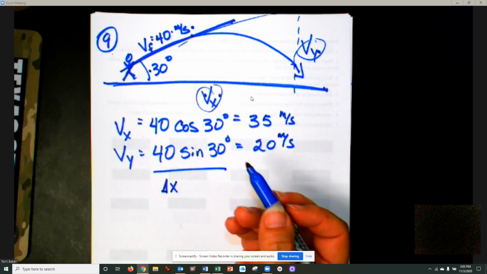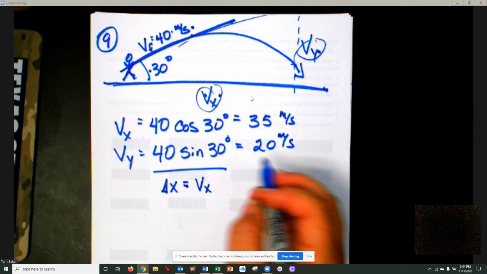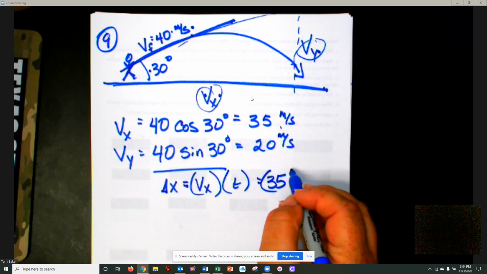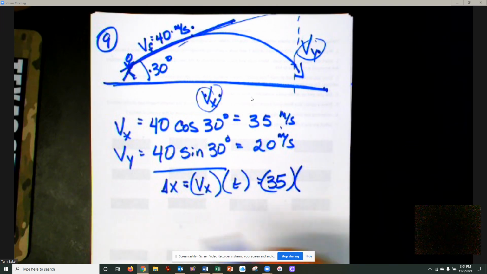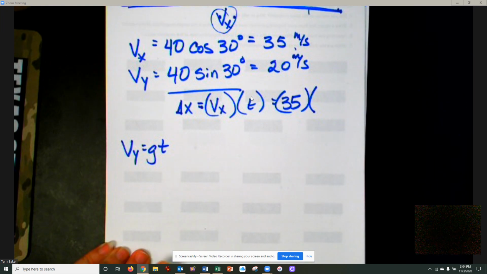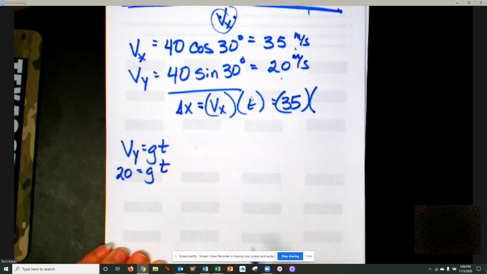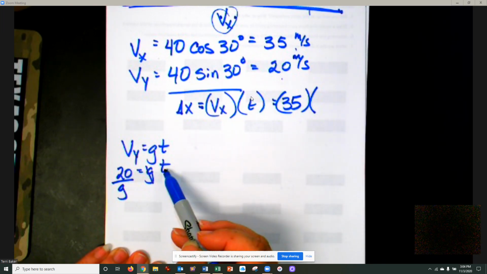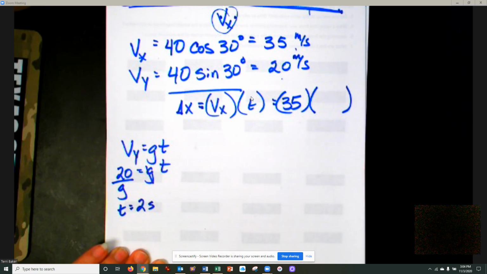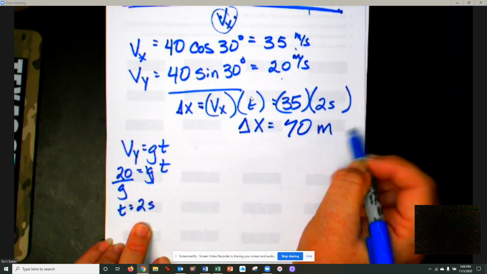So delta x is going to be my velocity in the x direction times my time. Well, I just calculated this. 35 is my Vx. My time I don't have, but I can calculate it because Vy equals gt, because it's in free fall. This I just calculated to be 20. We know what g is, and I'm going to solve for t. So t, which I'm going to plug in here, is 20 divided by 9.81, 2 seconds. So plug that in over here. And my ball went 70 meters.